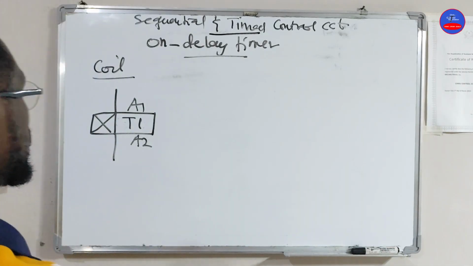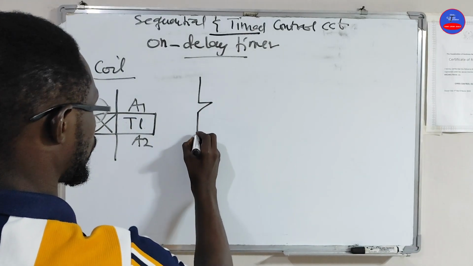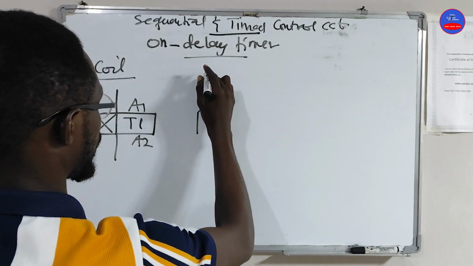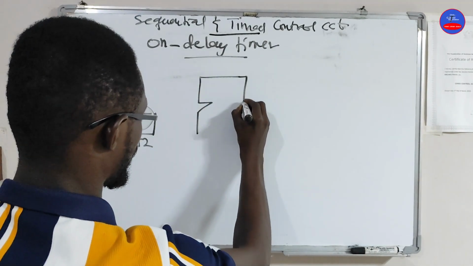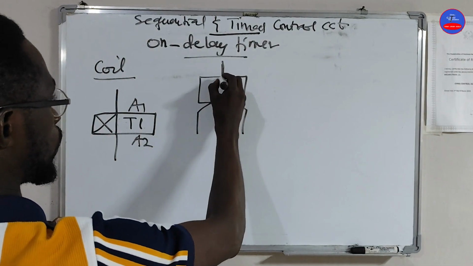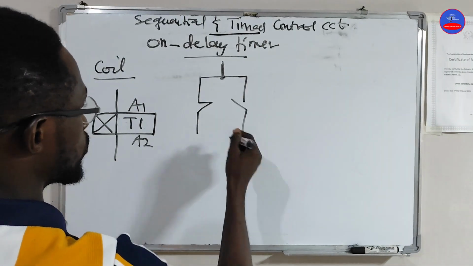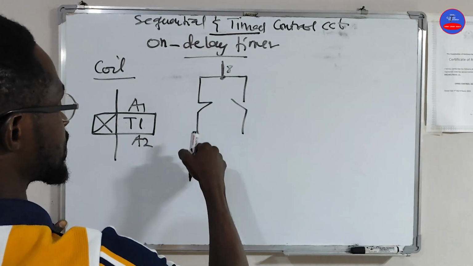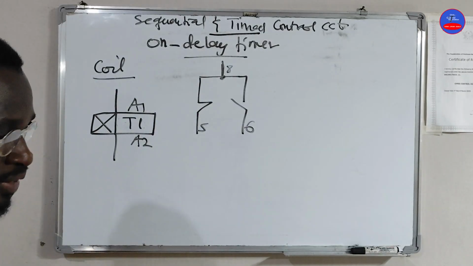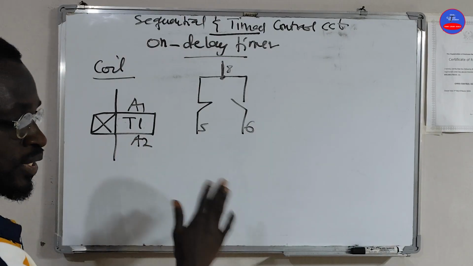Alright, so this is the contact. This is the common side. So we have a closed section and then the open section. Let's assume the common side will be 8, this side will be 5, and this side will be 6. So this is how the contact looks.